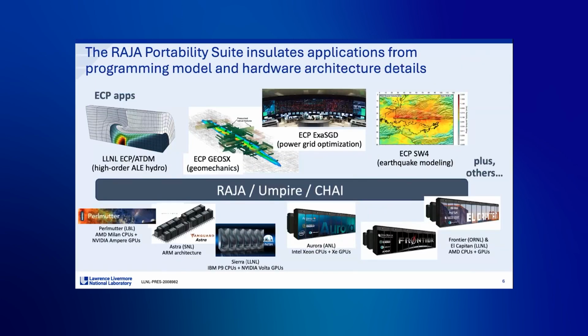The Raja Portability Suite insulates applications from programming model and hardware architecture details. Our suite is used in a variety of applications in the top row of this slide. The bottom row represents the wide range of CPU and GPU architectures that the Portability Suite is capable of running on. For example, we can run on AMD, ARM, IBM, and Intel CPUs. And for GPUs, we can run on AMD GPUs, NVIDIA, and Intel manufactured ones.